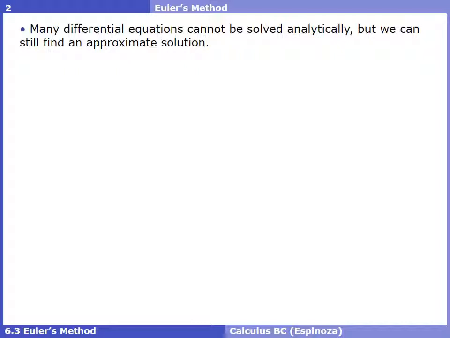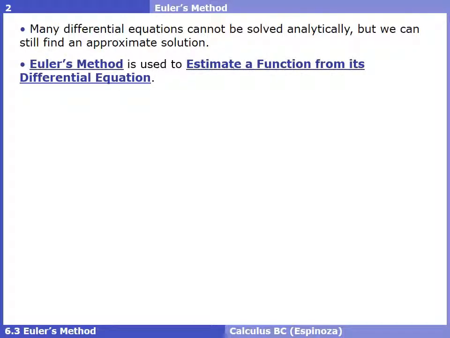So just realize that many differential equations can't be solved analytically, but we can certainly find an approximation, and that method we're going to use again is Euler's Method. So if we can't separate our differential equation, this is the next best thing we can do, unless for some reason we're looking at a slope field and using that to analyze our differential equation. So Euler's Method, again, just to repeat so you know what this is used for, is used to estimate an original function, a particular solution, from the differential equation.